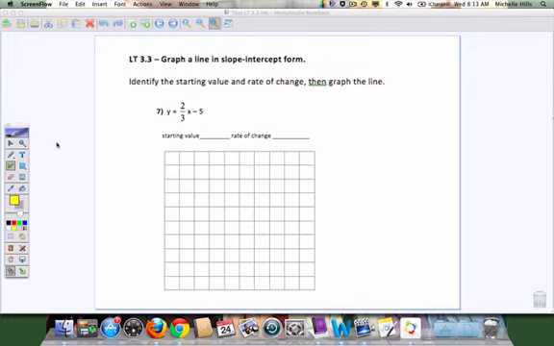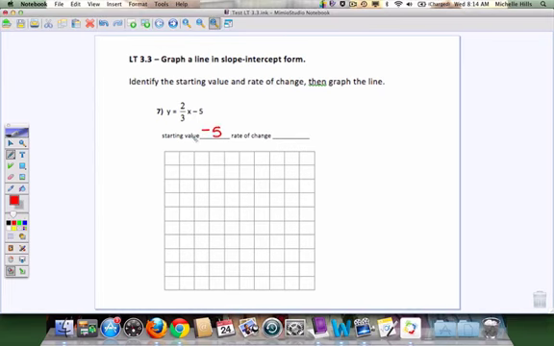For Learning Target 3.3 on the Unit 3 test, you're going to be given lines that are in slope-intercept form. The starting value, as you remember, is the y-intercept. It's where the line crosses the y-axis. And it's the constant in here, which is -5.